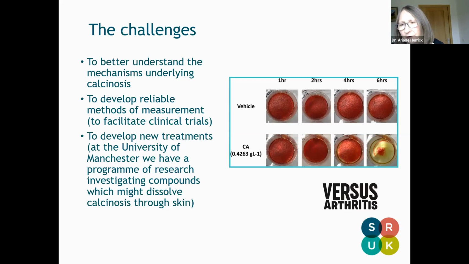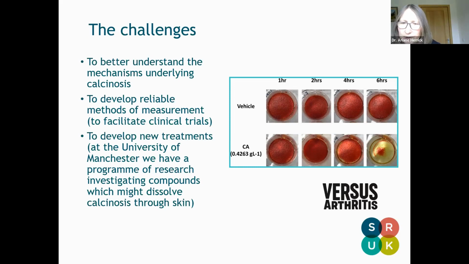And we've done a lot of research on this. This research was funded by SRUK, to whom we're very grateful, and more recently by Versus Arthritis, who I think recognised that this was a very important problem. So we were delighted when they funded this research. And this just shows one of the slides from my science colleagues at the University of Manchester, showing that citric acid was a compound which was actually able to dissolve calcinosis.